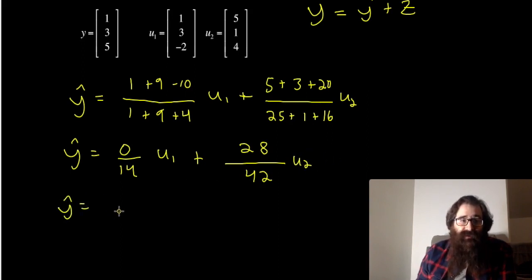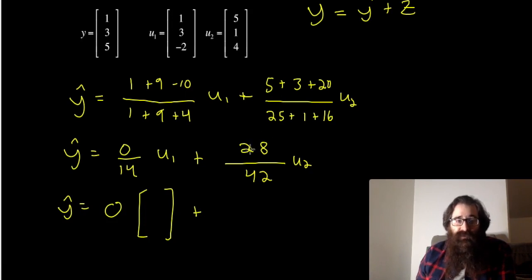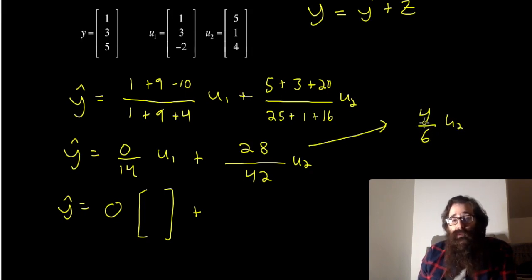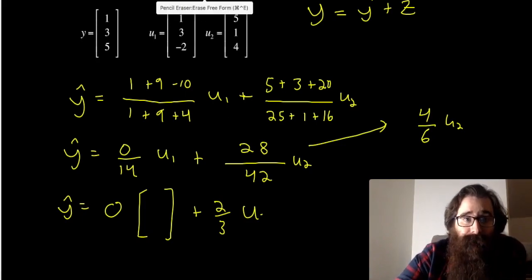So then y hat is going to be 0 times vector U sub 1, plus, and here I can reduce this. They're both divisible by 7. 7 goes into 28 4 times, and into 42 6 times. But then I can reduce this even further by 2, so I could have reduced by 14, it looks like. And that's going to give me 2/3 U sub 2. Whoops, I'm bringing the vectors back into play as well.